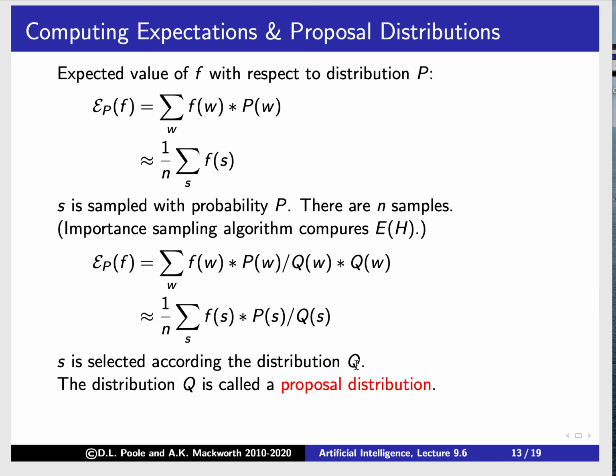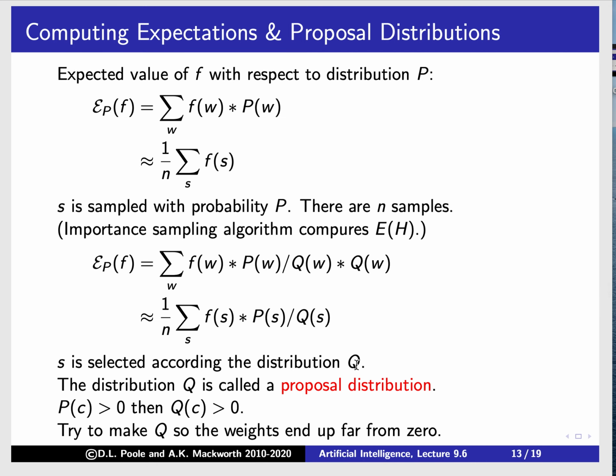This distribution q is called a proposal distribution, and all it requires is that if p of c is bigger than 0, then q of c is bigger than 0. You just solve that easily by making q of c always bigger than 0. What we try to design is this: remember, what was bad here was when these probabilities ended up being close to 0. So we'd like to make the weights end up far from 0. It turns out proposal distributions are really nice things to use here.